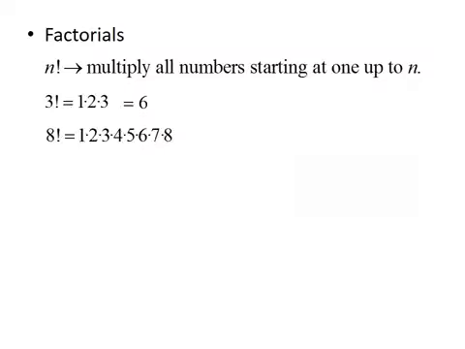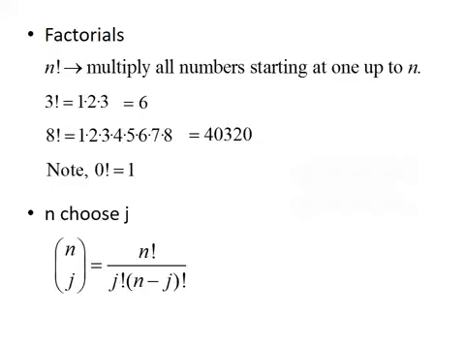And if I see 8 factorial, that would be 1 times 2 times 3 times 4 times 5 times 6 times 7 times 8, which would give me 40,320. And just as a note, when we're working with factorials, if you encounter 0 factorial, that will be equal to 1.